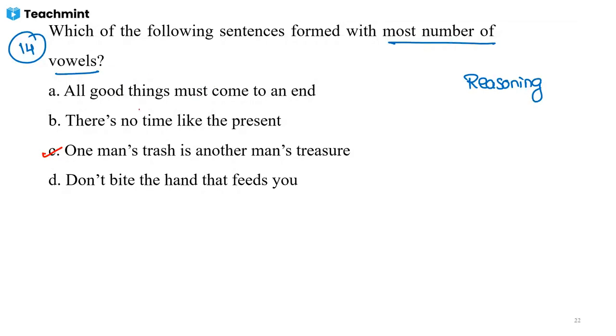So 1, 3, 4, 5, 6, 7, 8, 9, 10. Okay, and here 2, 3, 4, 5, 6, 7, 8, 9, 10. Here 2, 3, 4, 5, 6, 7, 8, 9, 10, 11, 12, 13. Here 1, 2, 3, 4, 5, 6, 8, 10. So most number of vowels, least number of vowels, like that also they can ask. In general, when time is very less, you can go for the question which is having the line with more words, the bigger one.